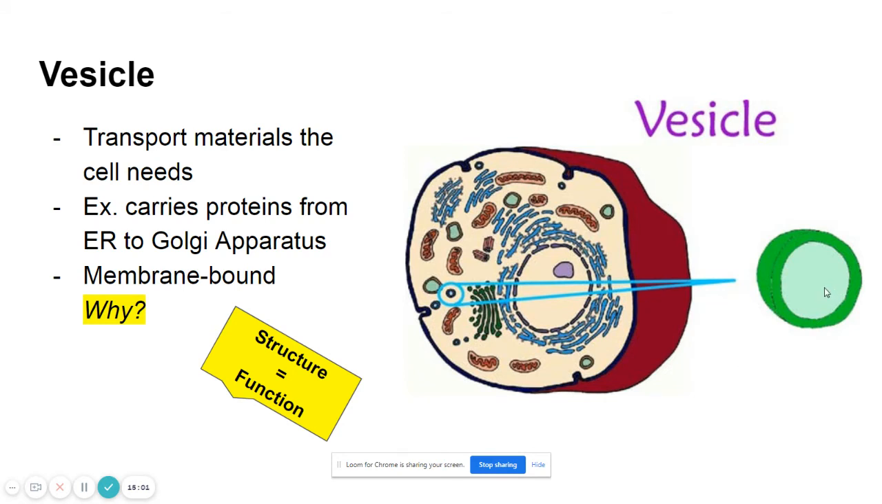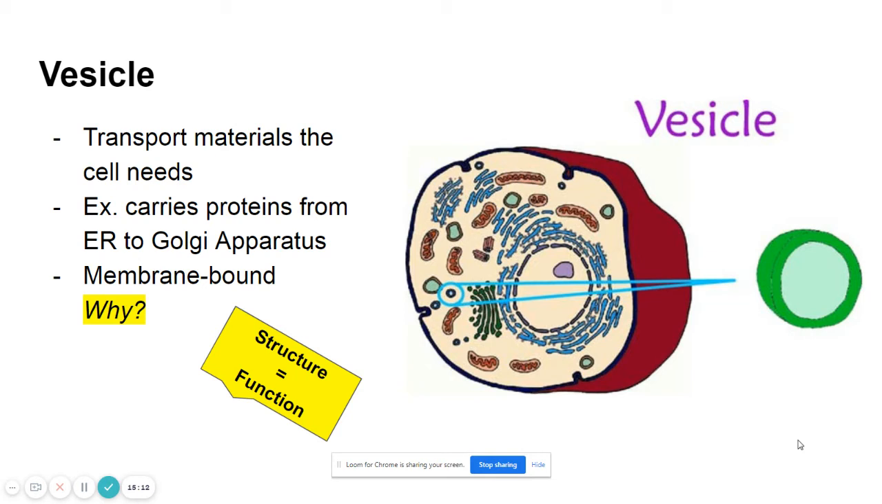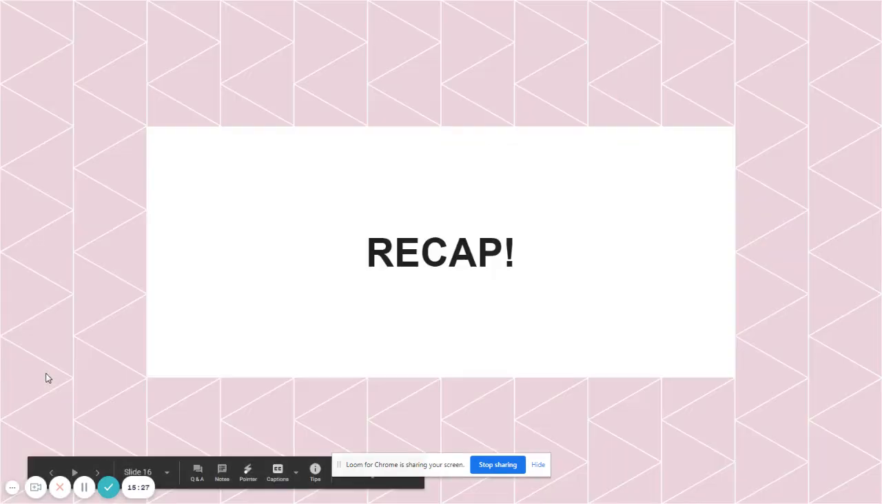Remember, they're carrying really important stuff, right? They're carrying important materials that the cell needs. So you don't want anything bad to get to these materials. You don't want these materials to spill out. So for this reason, having a membrane means that they are getting protection. And in general, whenever any organelle has a membrane around it, the main function of that membrane is to provide protection.